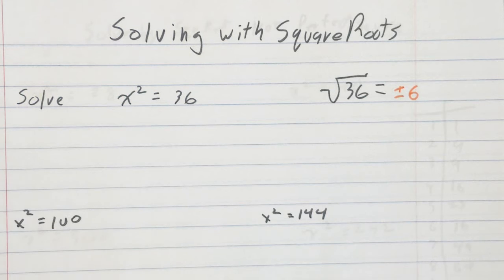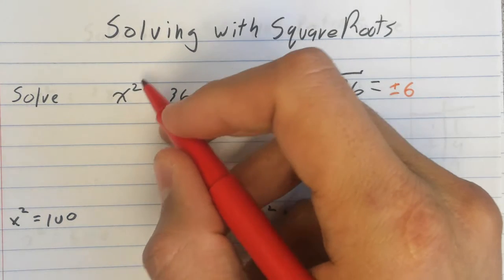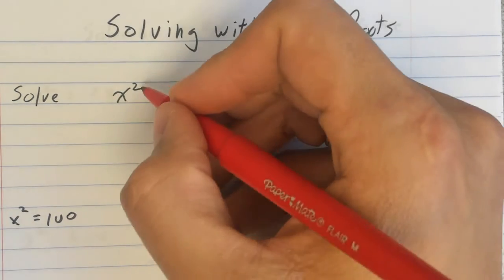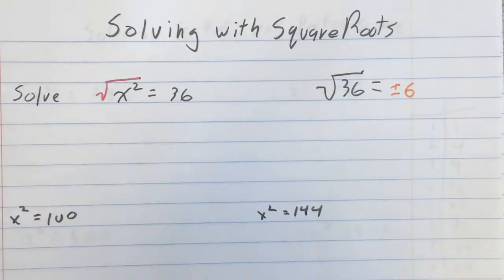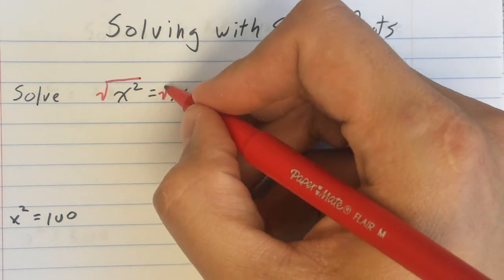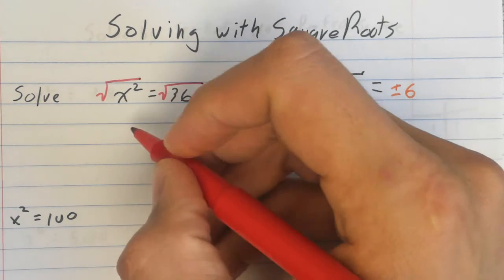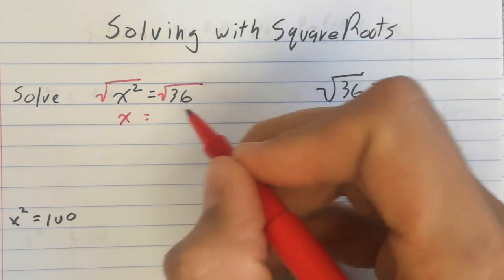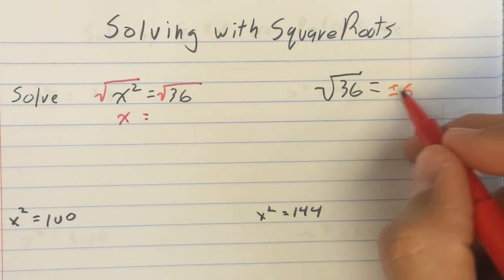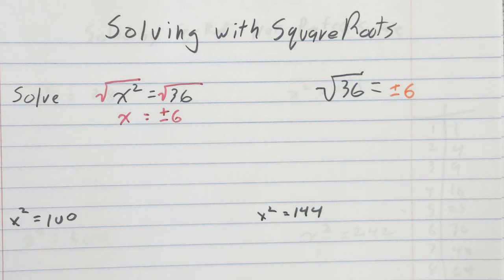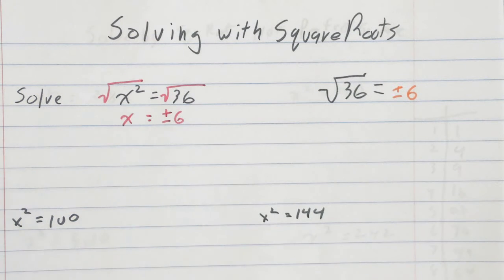So let's look at the first one we're going to have to solve. x squared equals 36. We're going to isolate the x by undoing the squared part. The opposite of squaring a number is taking the square root. So I'm going to take the square root of the left side and the square root of the right side. The square root of x squared is x. Now, the square root of 36, as we just mentioned, is plus or minus 6. So x is equal to plus or minus 6.